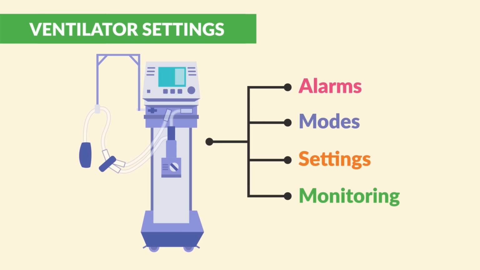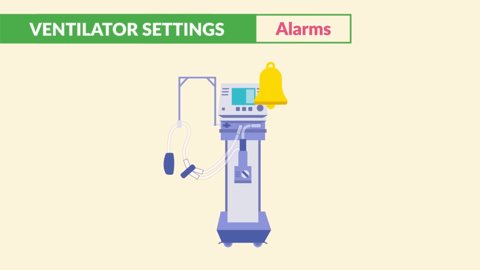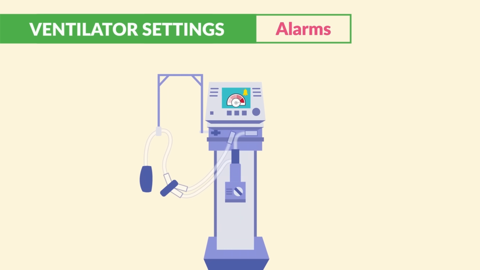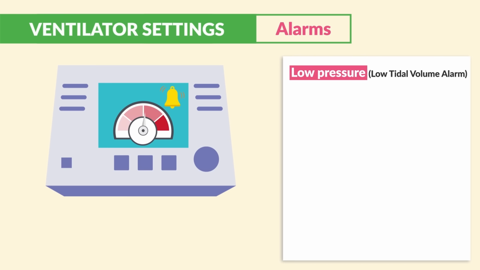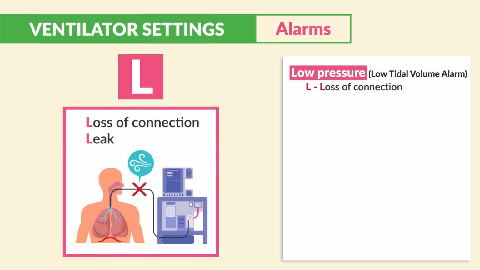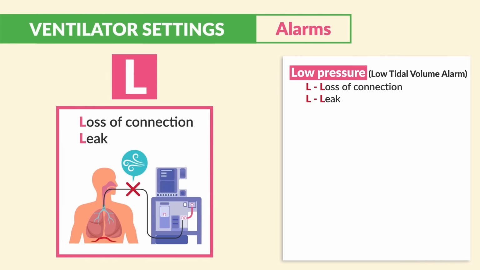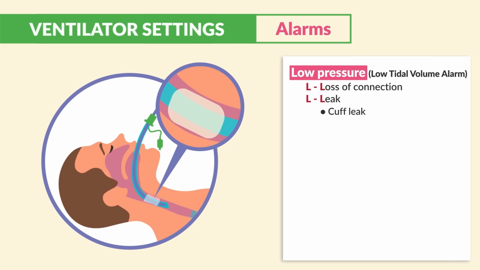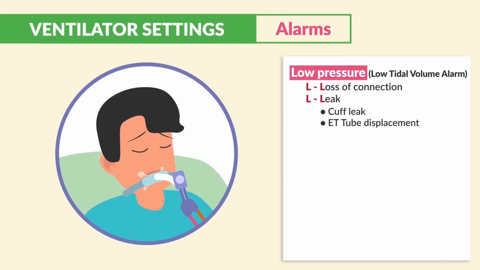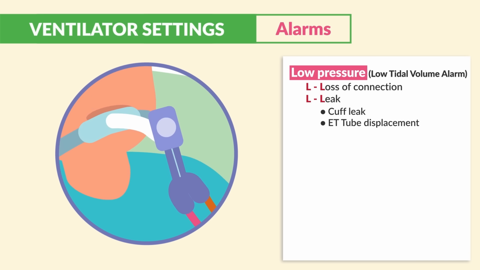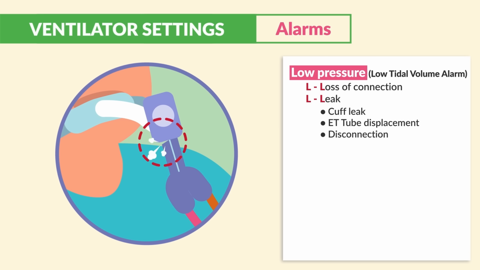Okay, let's start the lecture starting with alarms. So we have two types, low pressure and high pressure here. So for low pressure, this is known as a low tidal volume alarm. Just think of the double L's here. It means L, we have a loss of connection resulting in an air leak. Now, it's typically caused from a cuff leak that's not tight enough, or ET tube displacement, which is very scary, or just disconnection of the tubes.